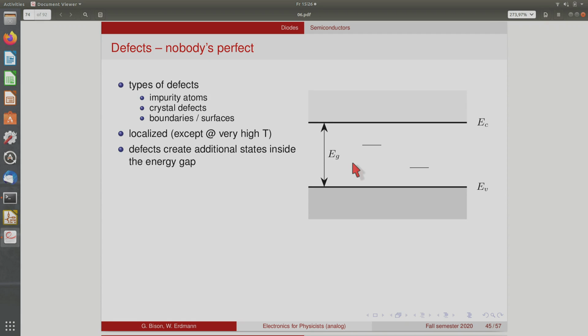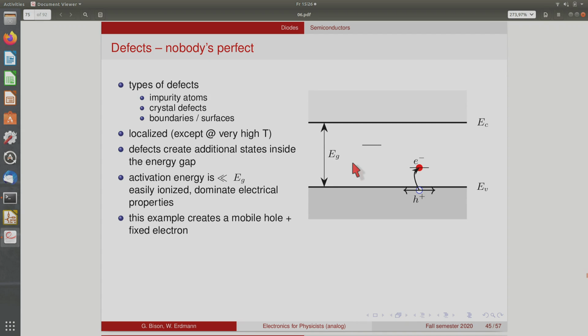Yes, so during semiconductor processing, these defects can diffuse through the material at very high temperatures, but then at room temperature they fix. So they can be brought to the places where we want them, but then they don't move around anymore. So they produce these additional states in the energy gap, but they're localized.